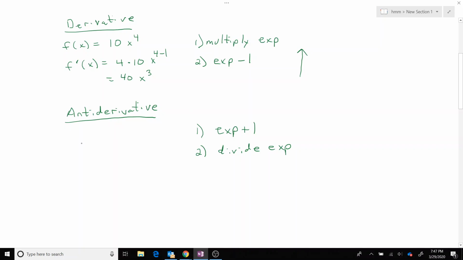So if I told you that f prime of x is equal to 40x cubed, and I said, hey, what is f of x? You would say, all right, I need to add 1 to the exponent. So you'd say, x to the fourth. I just added 1 to the exponent. And then I divide by the exponent. So I need to divide this thing by 4. And I would get 10x to the fourth is what f of x is equal to.